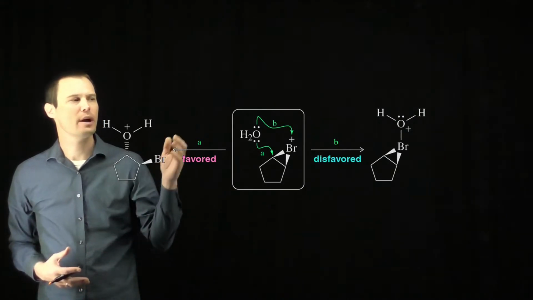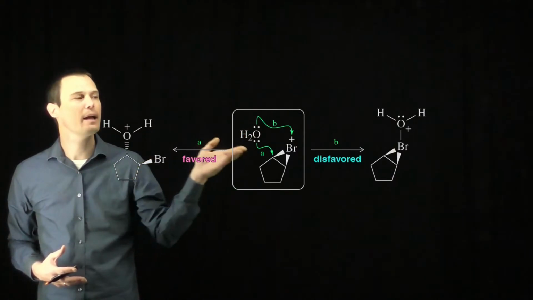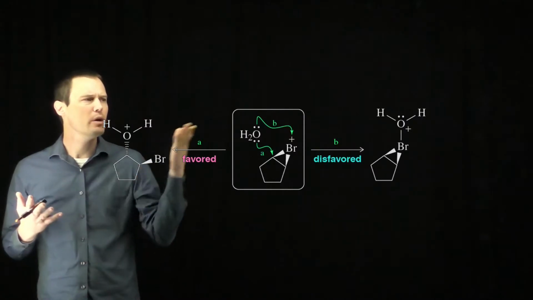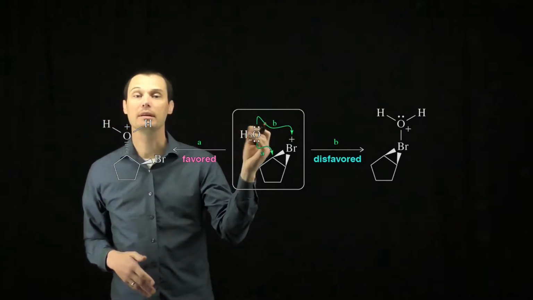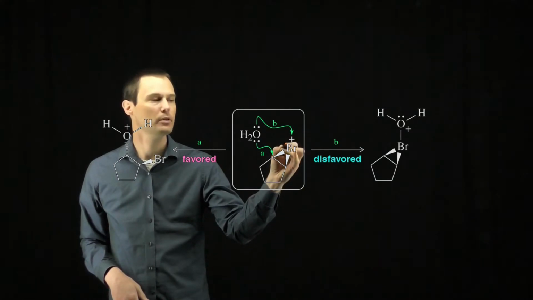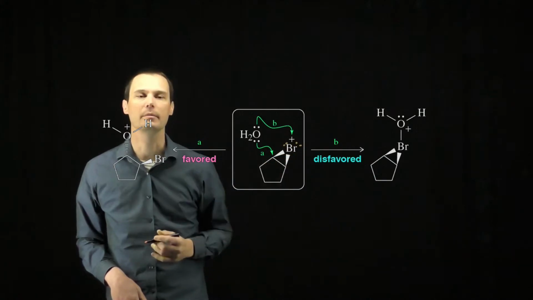This question asks us to rationalize why oxygen attacks carbon instead of bromine, going through pathway A instead of pathway B. There's a couple different ways we can rationalize this. One, if we look at the bromine atom that is being attacked, bromine has 2 bonds and 2 lone pairs. So it satisfies the octet rule at this point in the mechanism.